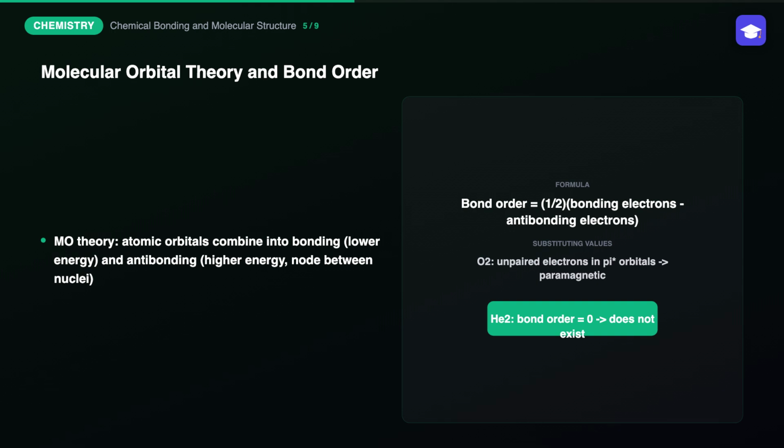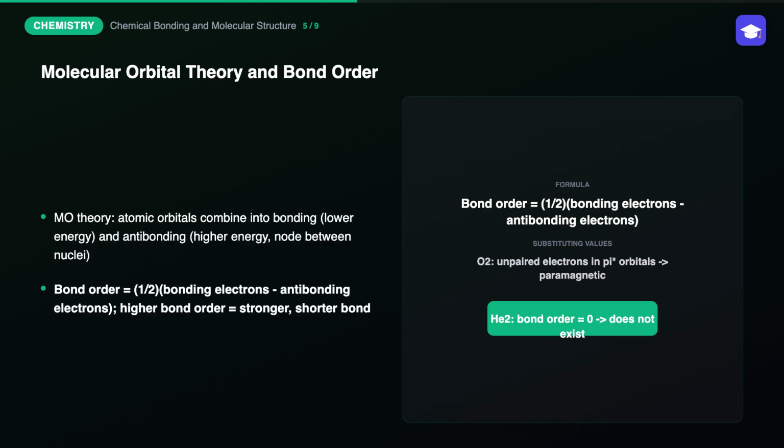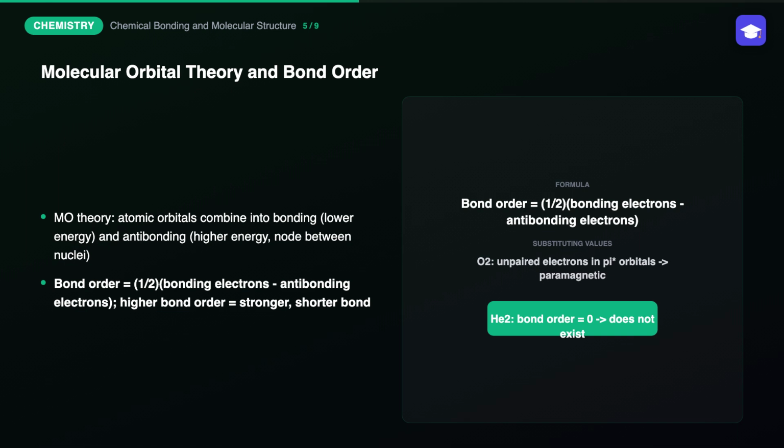When 2 atomic orbitals combine, they produce one bonding molecular orbital lower in energy, where electron density is genuinely concentrated between the 2 nuclei, reinforcing attraction, and one antibonding molecular orbital higher in energy, marked with an asterisk, where there's specifically a node, a region of 0 electron density directly between the nuclei, weakening the bond.